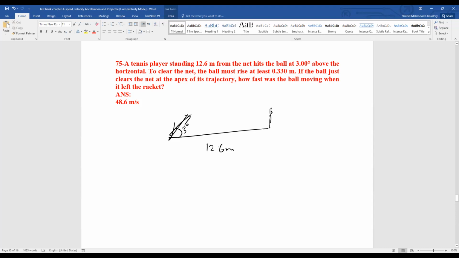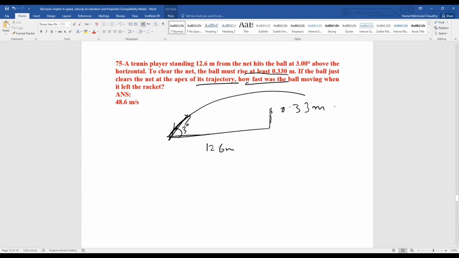One thing, above the horizontal. Above horizontal means like this one. If below horizontal, then the angle will be down. So to clear the net, the ball must rise at least 0.33 meter. So it means the ball is rising 0.33 meter if the ball just clears the net at the apex of its trajectory. So this is the trajectory.